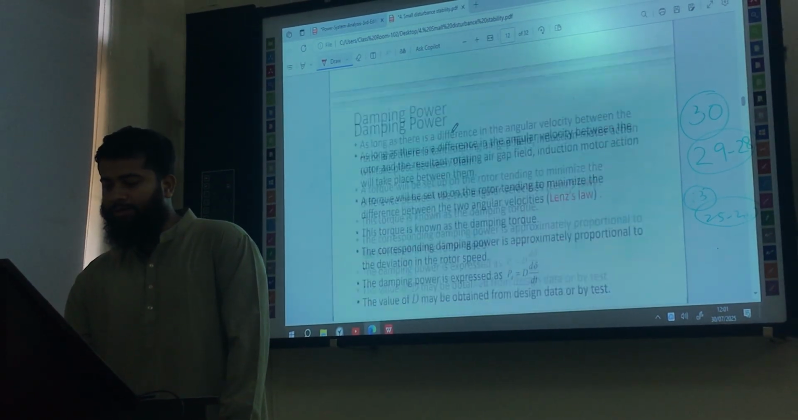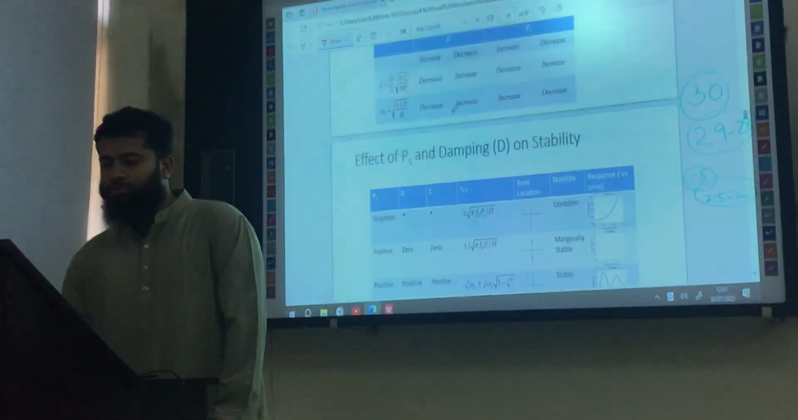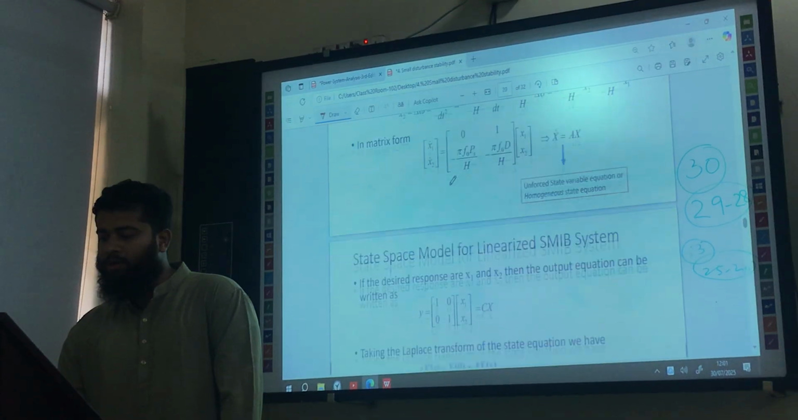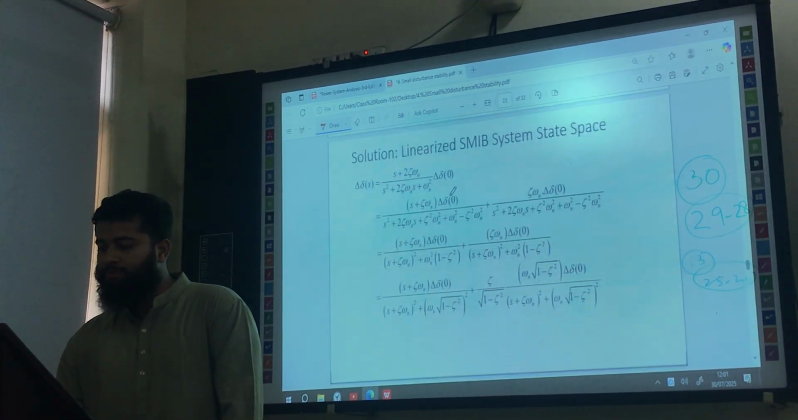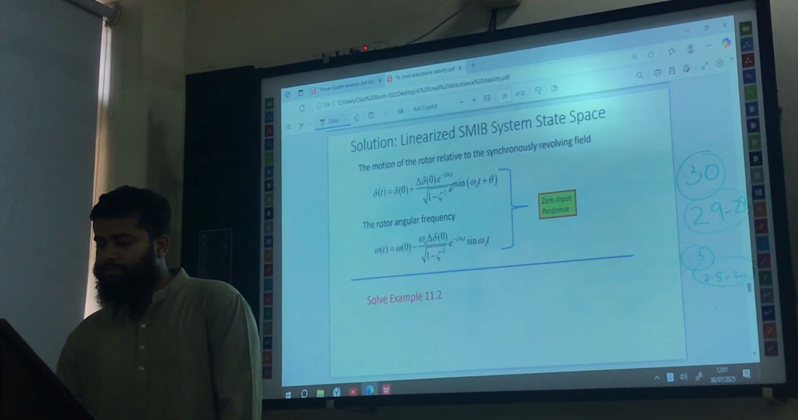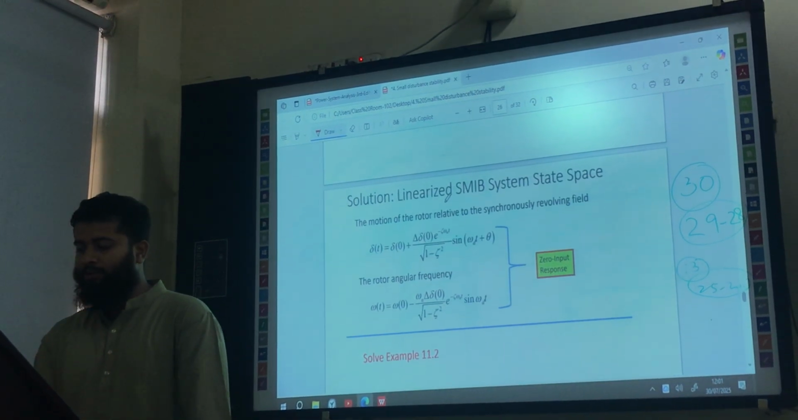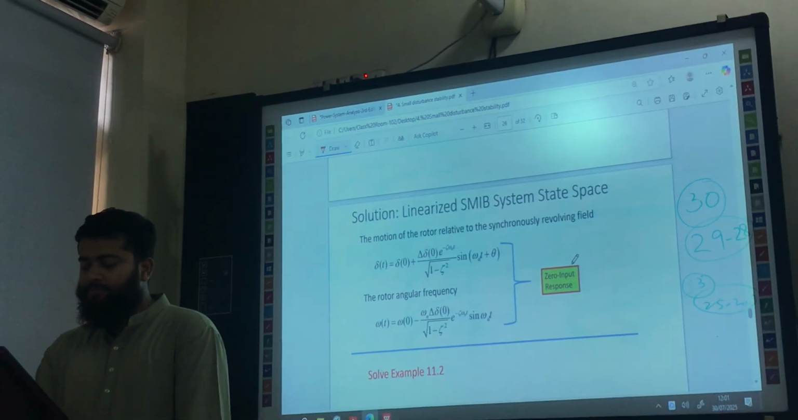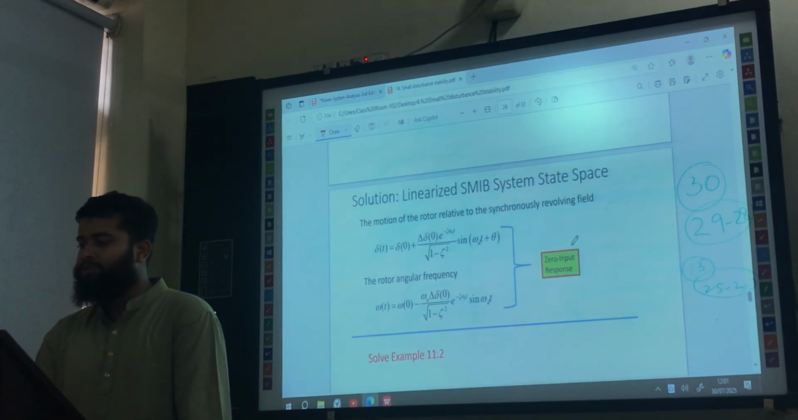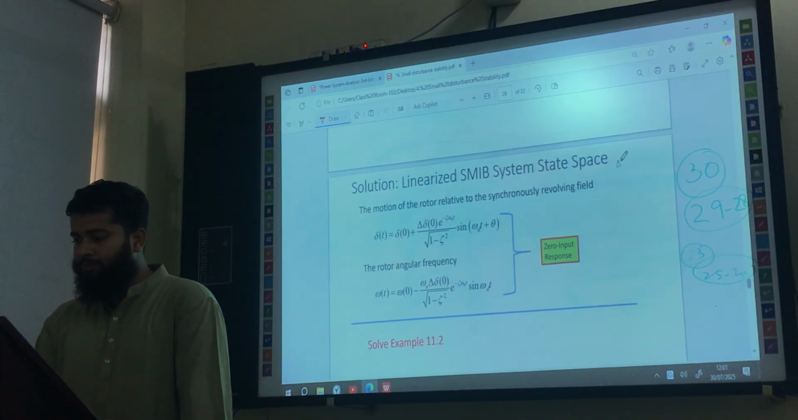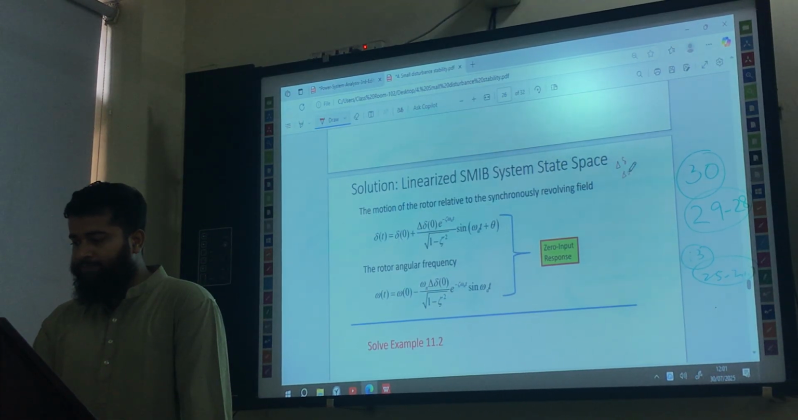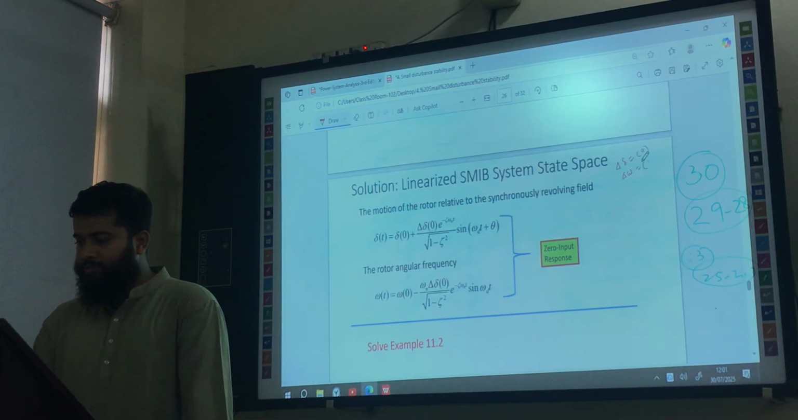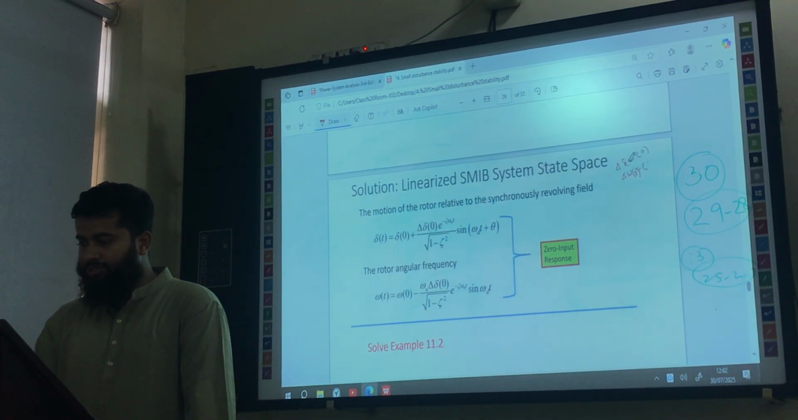Linearized swing equation, and we saw two types of response. The first one was the unforced response or zero input response, right? Why zero input? Because in this case there was no input or forcing function, and we started with the initial conditions of the state variables. We had two state variables, del delta and del omega.